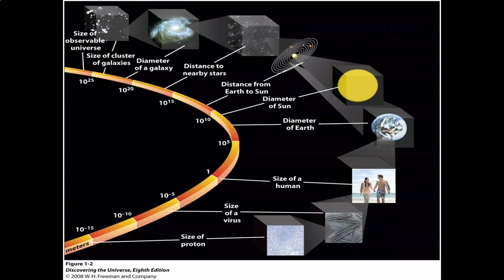Now the size of a virus. Unfortunately, we're going through the coronavirus pandemic. So how small is a virus? Most viruses are the size of 10 to the minus 5 to 10 to the minus 8, which means there might be 5 to 8 zeros in front of the 1. That's how small a virus is.